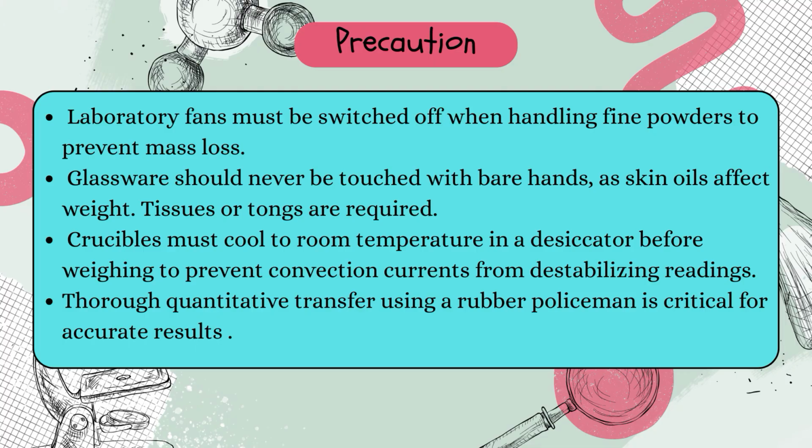To avoid getting a high value of RSD, we need to follow some precautions. Laboratory fans must be switched off when handling fine powders to prevent mass loss. Glassware should never be touched with bare hands, as skin oil affects weight. Tissues or tongs are required. The crucible must cool to room temperature in a desiccator before weighing to prevent convection currents from destabilizing the reading. Finally, thorough quantitative transfer using a rubber policeman is critical for accurate results.